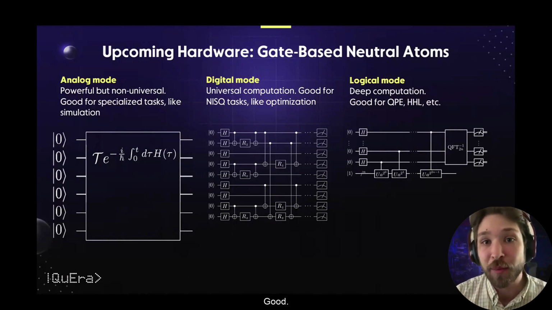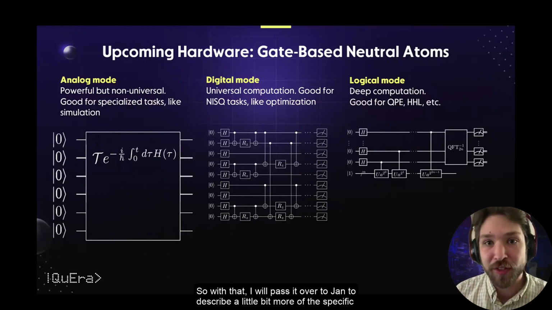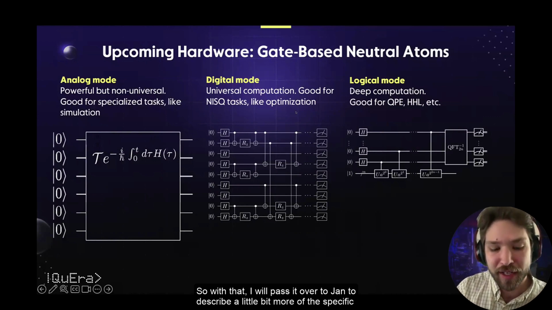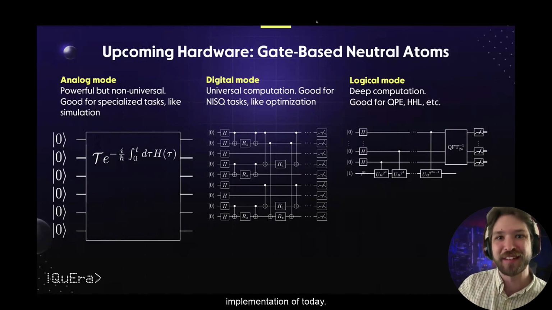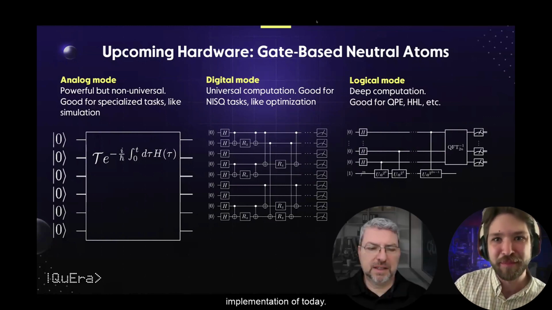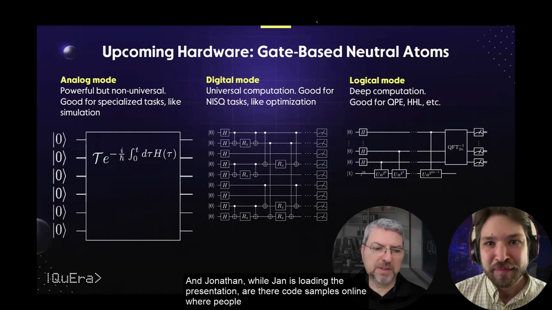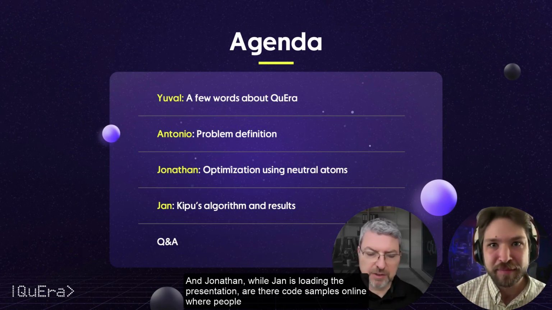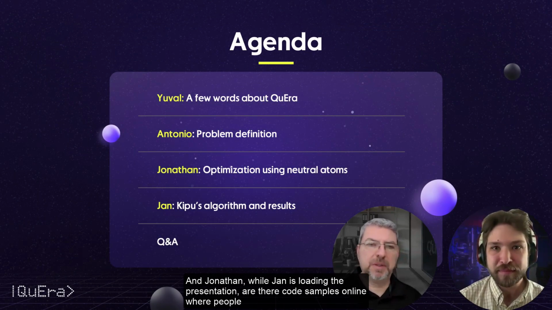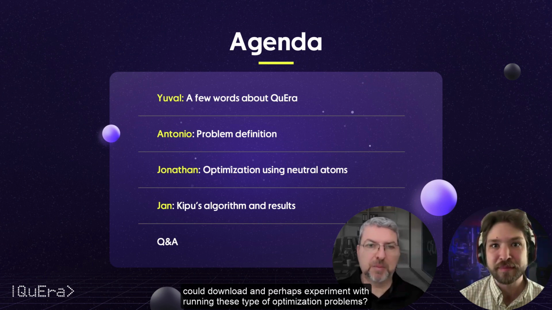Good. So with that, I will pass it over to Jan to describe a little bit more of the specific implementation of today. And Jonathan, while Jan is loading the presentation, are there code samples online where people could download and perhaps experiment with running these types of optimization problems?